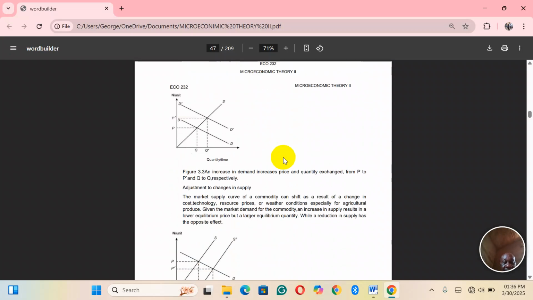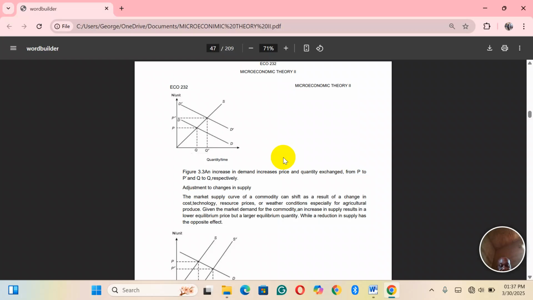Then you can see there that the price was at P nought, and we have the demand, then a shift in it moved, and the demand shifted from P to the other P there, and you can see it. So we say that an increase in demand increases price and quantity exchanged, from P to P1 and Q to Q1 respectively.